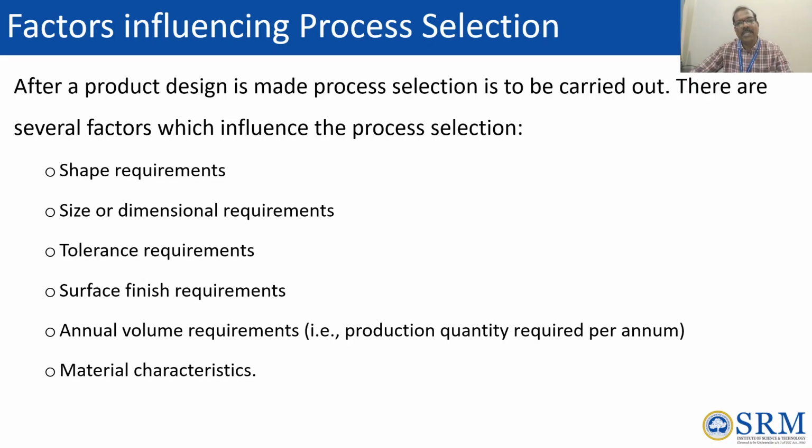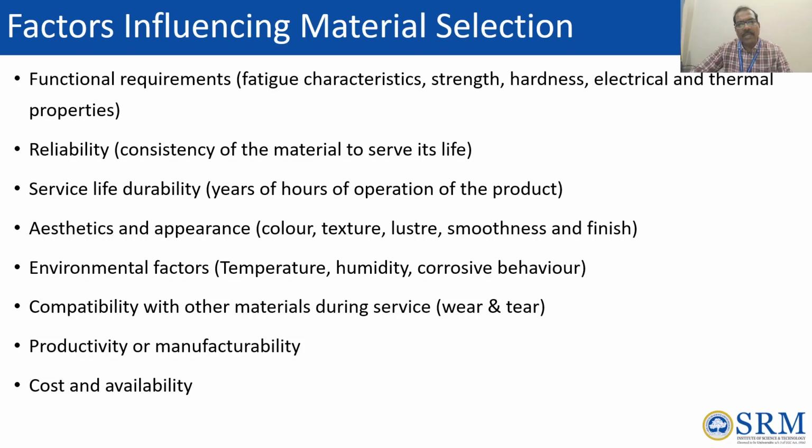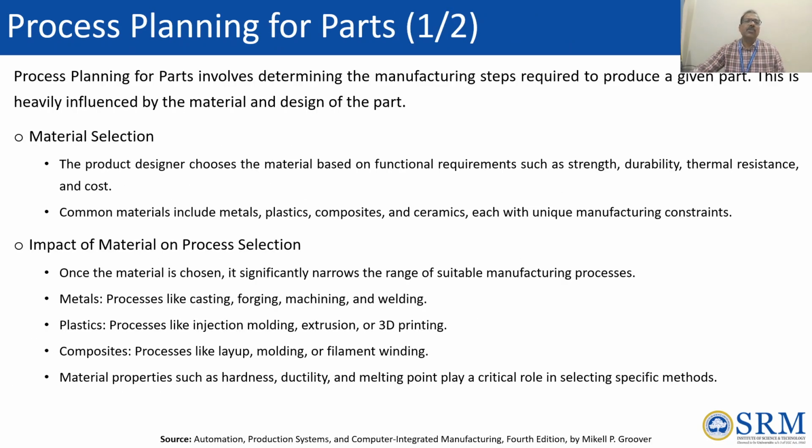So the first one we discussed was process selection. Now we are discussing material selection, and process planning for parts. With those fundamentals, we should go to the next level: process selection for the parts, or process planning for the assembly, which we are going to discuss now. Because an assembly is a collection of various parts, or n number of parts put together to make a product, and that is considered an assembly.